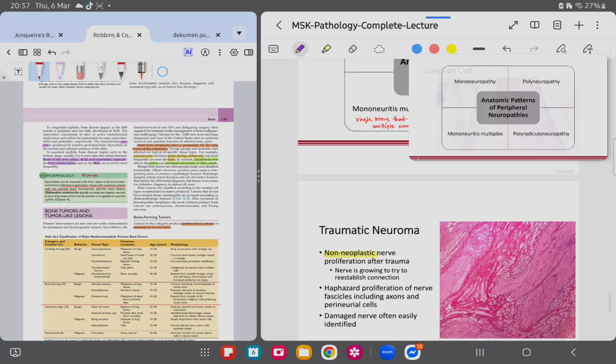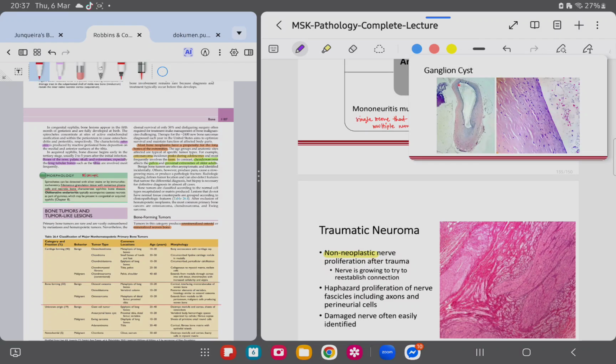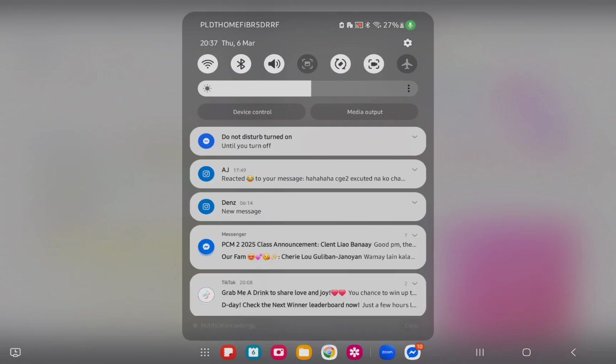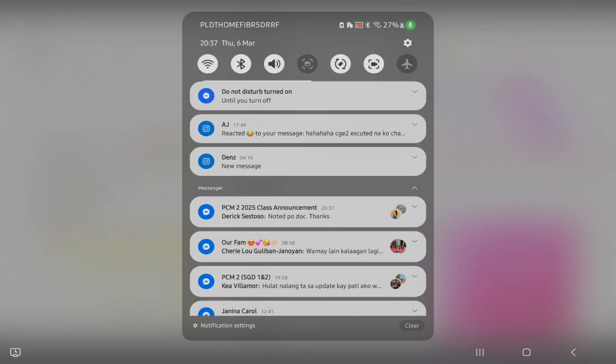Then a few miscellaneous entities, so ganglion cysts, and I have repeatedly emphasized that for ganglion cysts, most of us have this one way or another. And there is no lining. It's a pseudocyst.